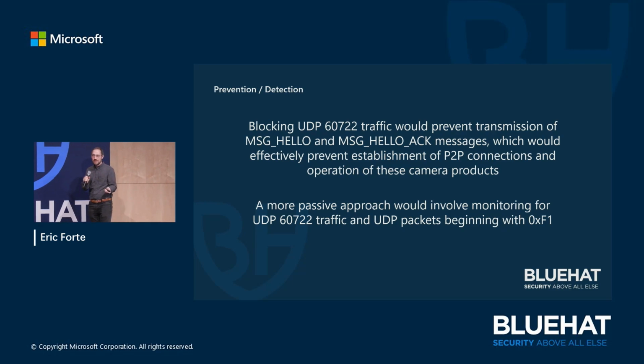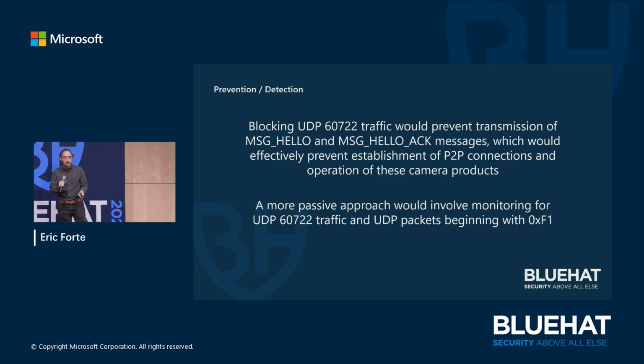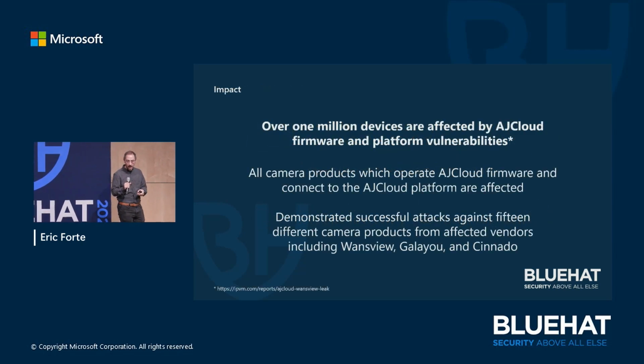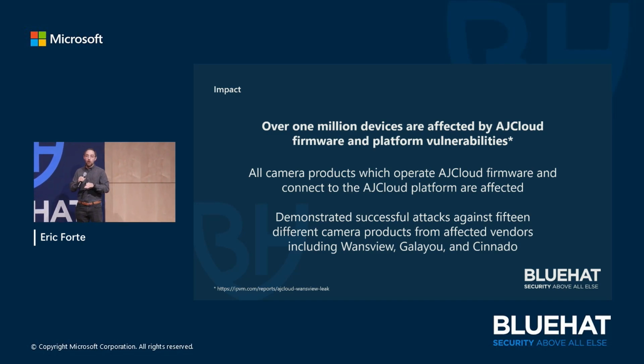You could also look to see if the cameras were already on your network in the first place by looking for the UDP packets on that port beginning with the byte F1. But regardless of which camp you would fall into, the general impact of these problems includes that over 1 million devices directly are affected by these firmware and platform vulnerabilities that we've discovered, and all of the camera products which operate on the AJ Cloud firmware and connect to the AJ Cloud platform are affected, including that we have demonstrated attacks against 15 different camera products from affected vendors, including Wansview, Galileo, and Sonata.